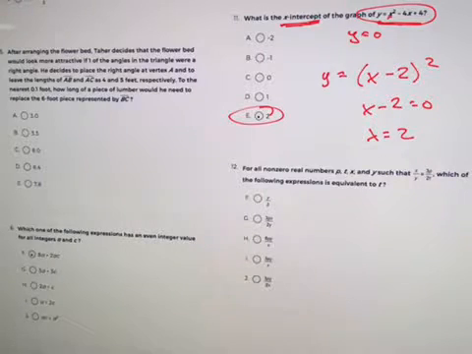After arranging the flower bed, Tara decides that the flower bed looks more attractive. If one of the angles in the triangle were a right triangle, he decides to place the right angle at vertex A and to leave the length. This was based on the picture above. Oh, there's a picture above. Yeah. Let's see. This one. Right here.